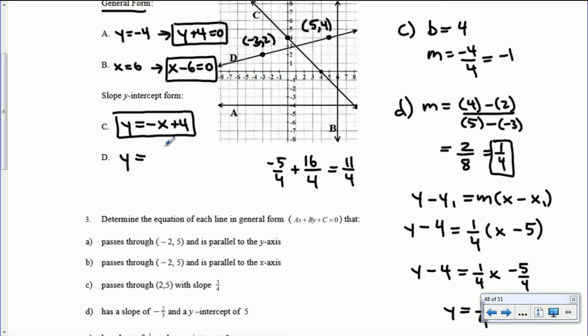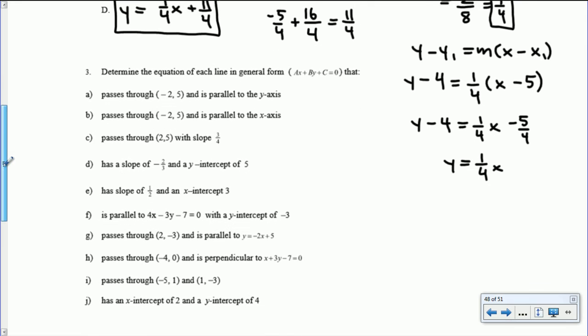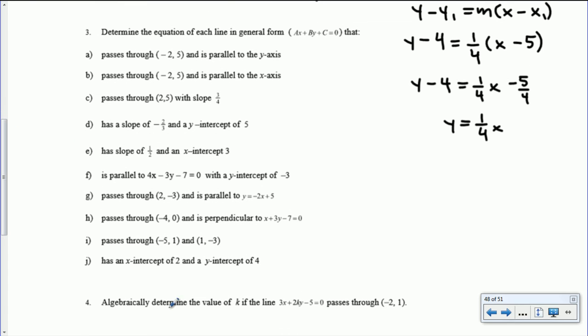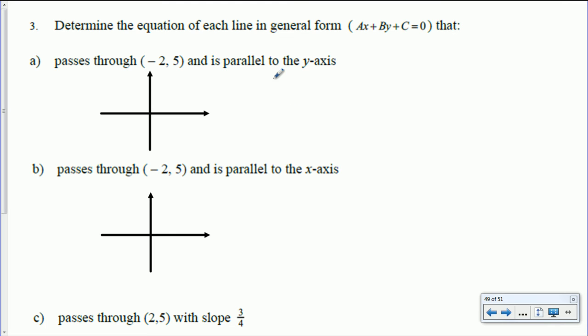So y equals 1/4 x plus 11 over 4. So that would probably be the better way to go rather than writing 2.75. Alright, so for 3 it's a little tight, so you may want to just work those out on a separate sheet of paper. 4 you might be able to get away with doing on the same page, but I've made some space here, so we'll move on to question number 3.